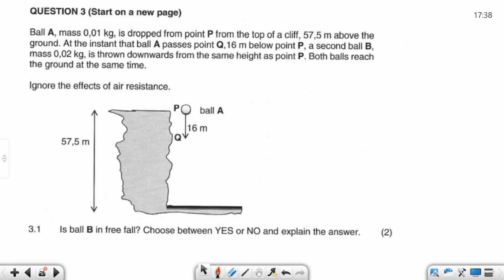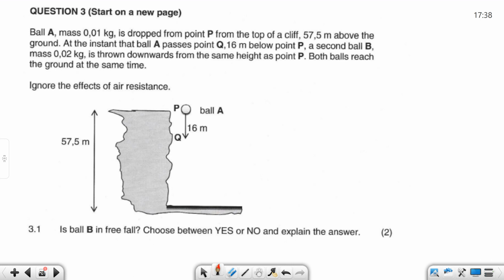I hope that makes sense. If I drop something from a stationary point, then initial velocity is what? 0. But if the object is moving, a car is moving, or a hot air balloon, since it's vertical, moving up at 10, and then I drop an object, it's no longer 0. The initial velocity is what? 10. So let's always ask ourselves that question.